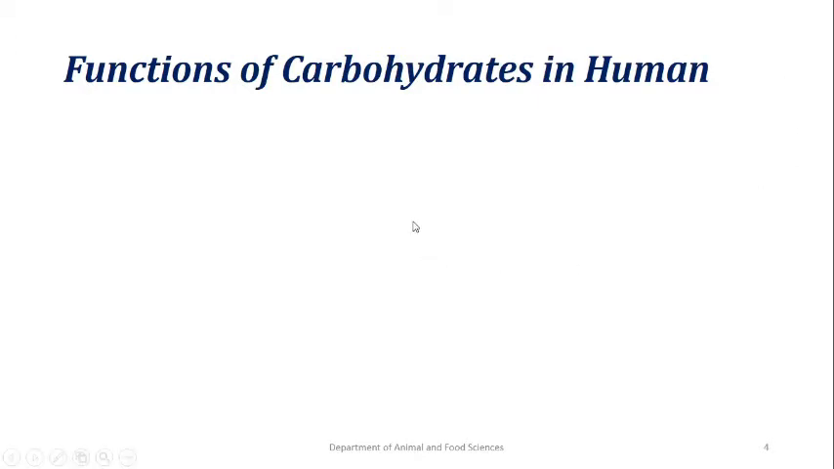Apart from that, it helps to build macromolecules like RNA, DNA, and ATP and NADPH. In RNA and DNA, there is a pentose sugar group, that is ribose or deoxyribose. These pentose sugar units are carbohydrates or monosaccharides. So building some biologically important molecules is a function of carbohydrates.